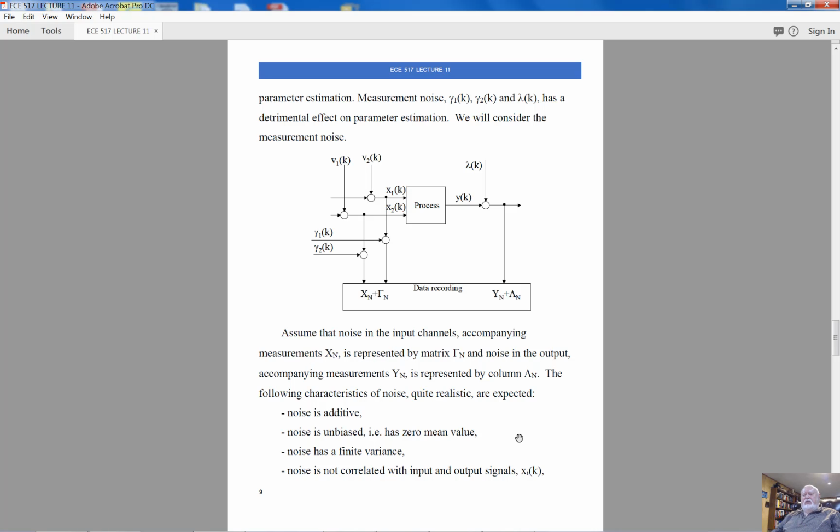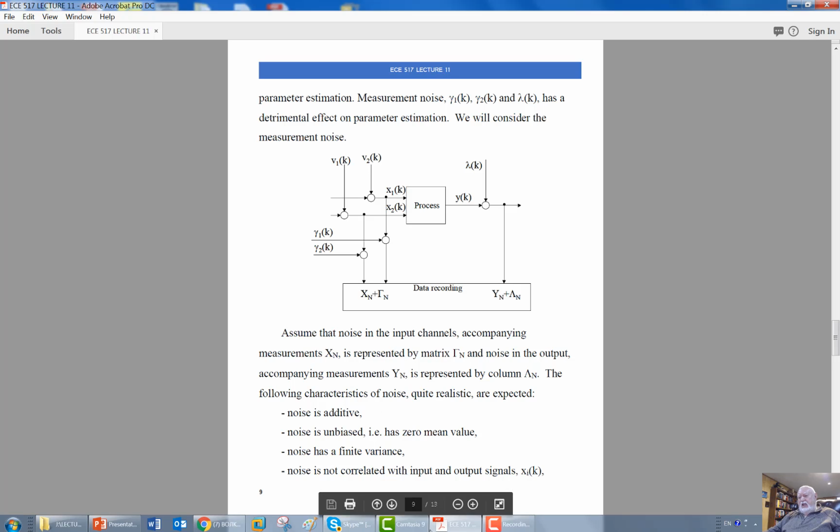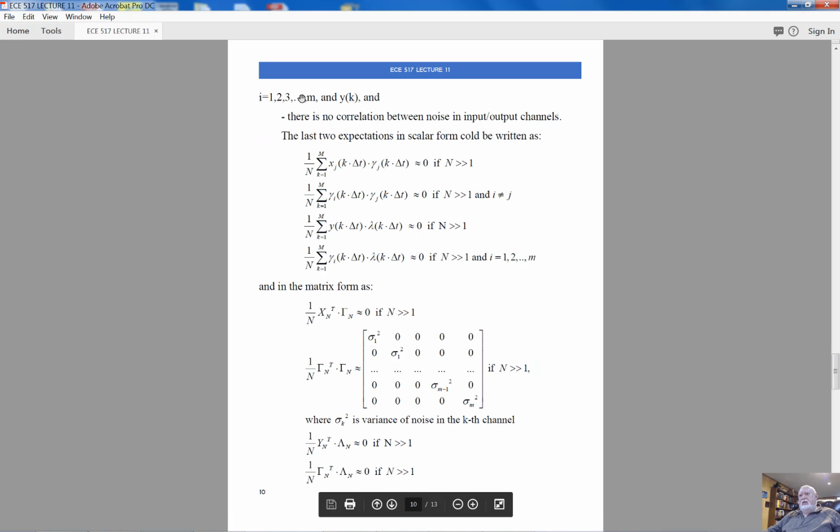Then there is the issue about finite variance for noise. Obviously, in most realistic situations, noise has lower variance than the signal. However, it never overshadows the signal, because in this case, the monitoring task would be a very difficult task. And then there is a statement like this: noise is not correlated with input and output signals, and I will give you more information about this. And there is no correlation between noise in the input-output channels.